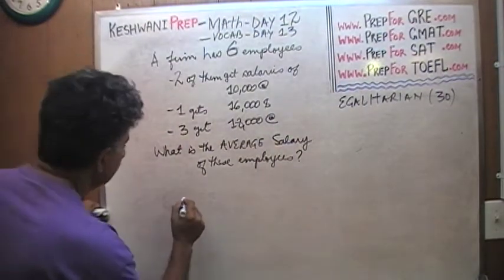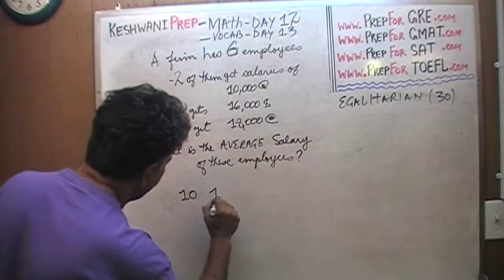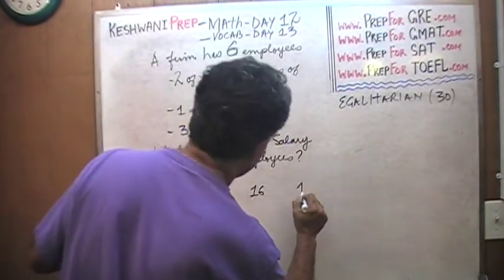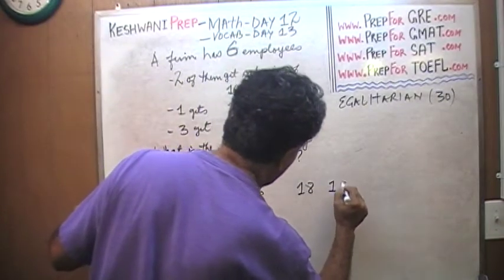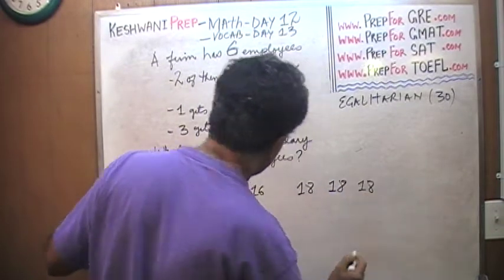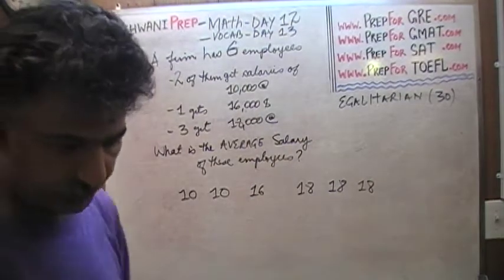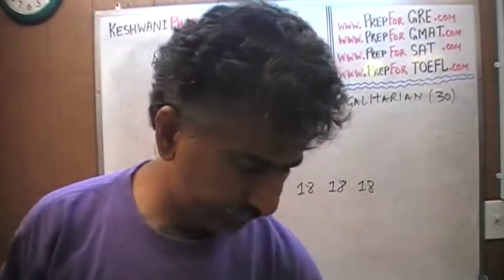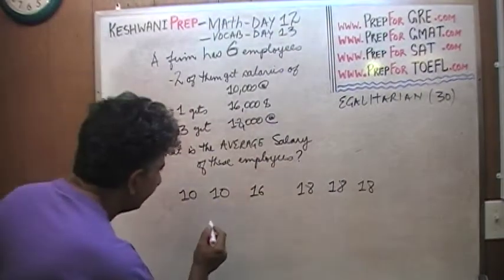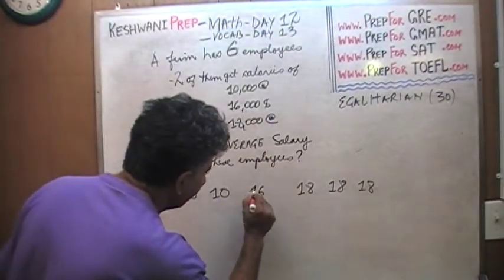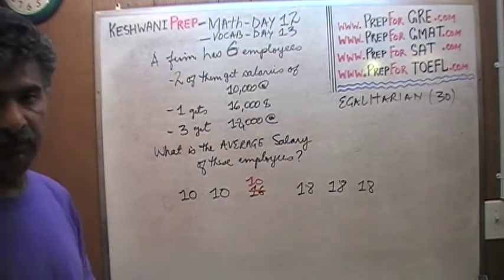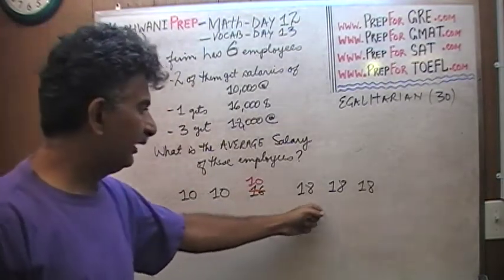We have 2 people making 10,000, one person making 16,000, and then 3 people making 18,000. Stay with me in this story because it's going to get a bit prickly. See, if instead of 16 we had 10, the life would have been sweeter and easy, because we would have 10, 10, 10, 18, 18, 18.